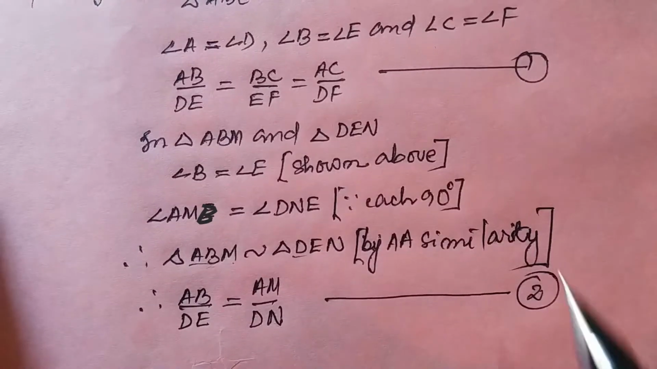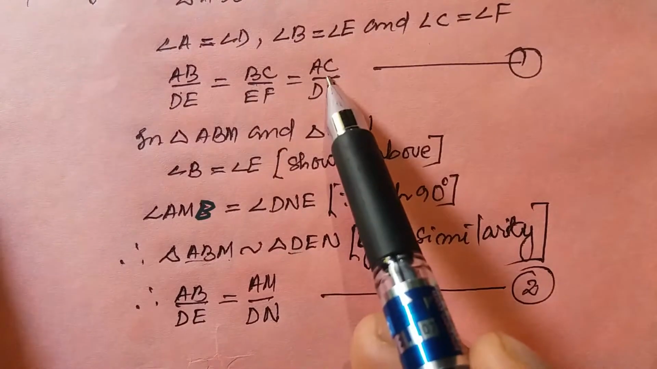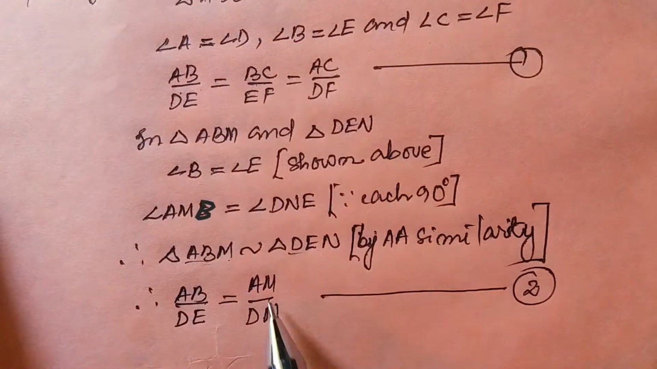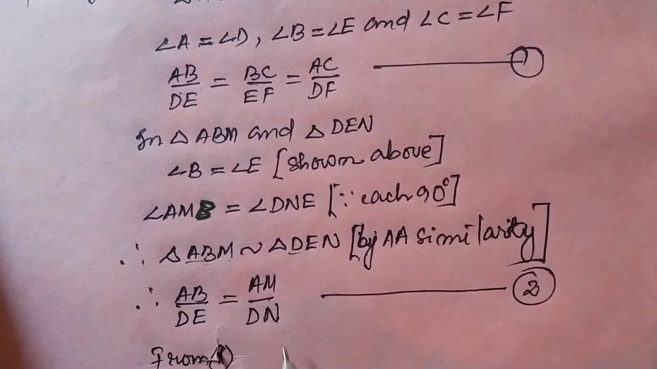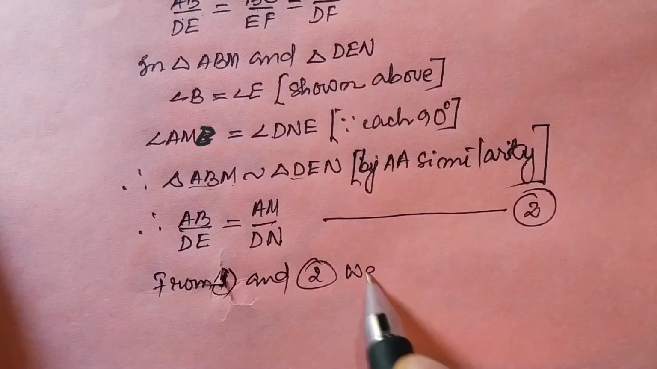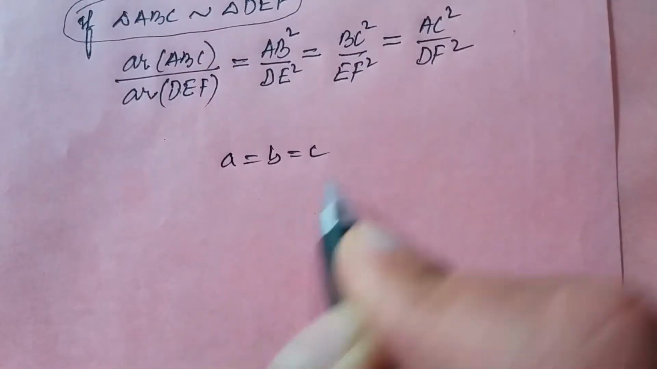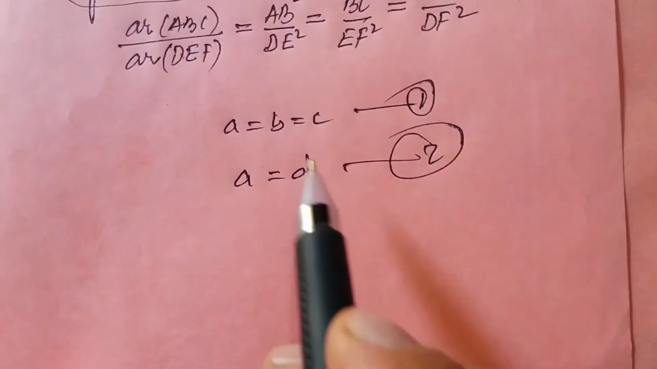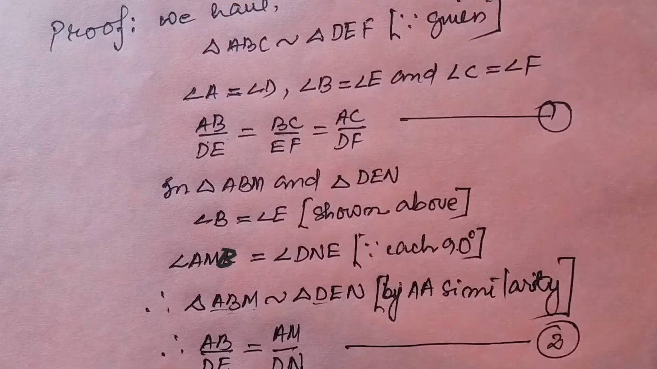Now from 1 and 2, what we got is this is equal to this, and again this is equal to this. So here AB by DE is equal to AM by DN. So all these are equal. So from 1 and 2 we get, let's say A is equal to B is equal to C, and again A is equal to D. Then from this we can say that A is equal to B is equal to C is equal to D. So all these are equal.